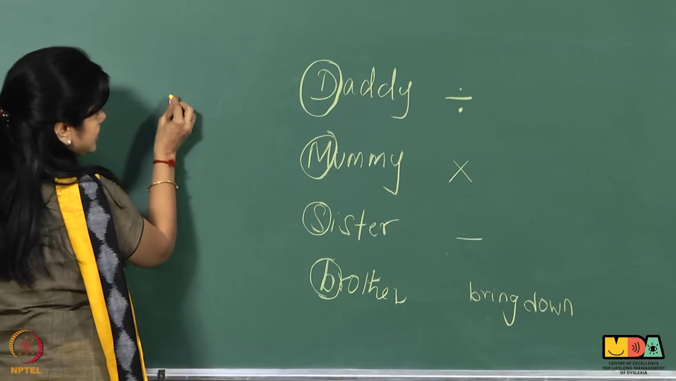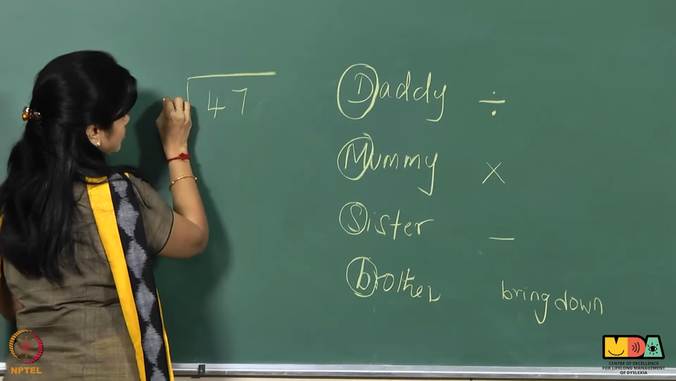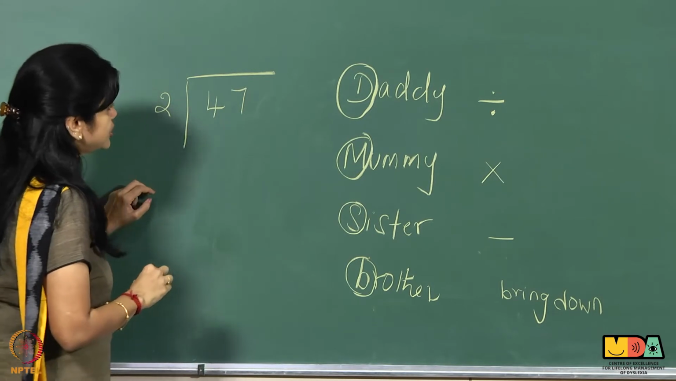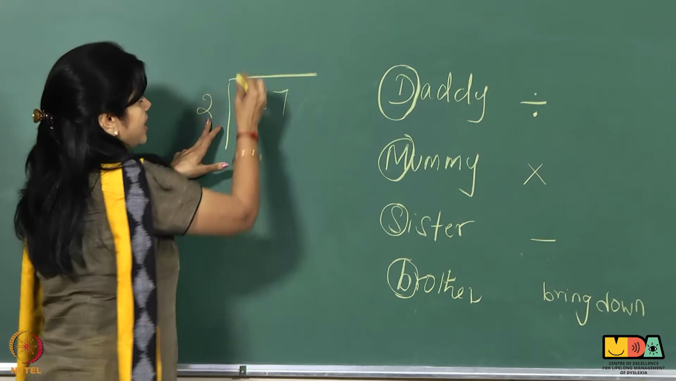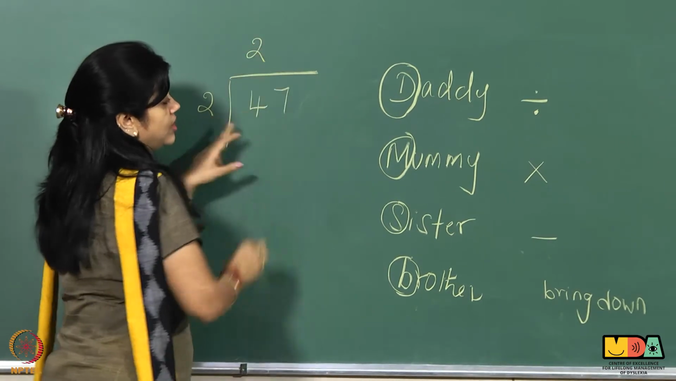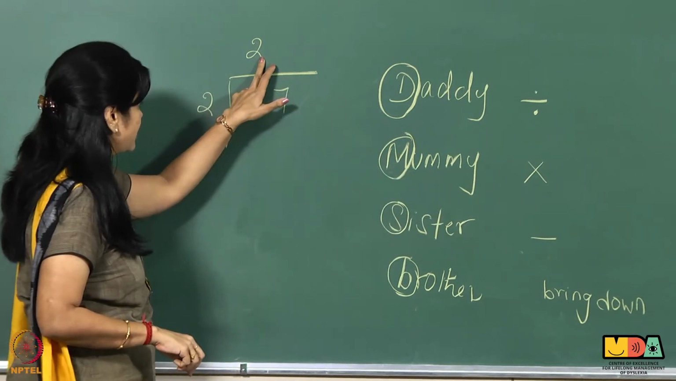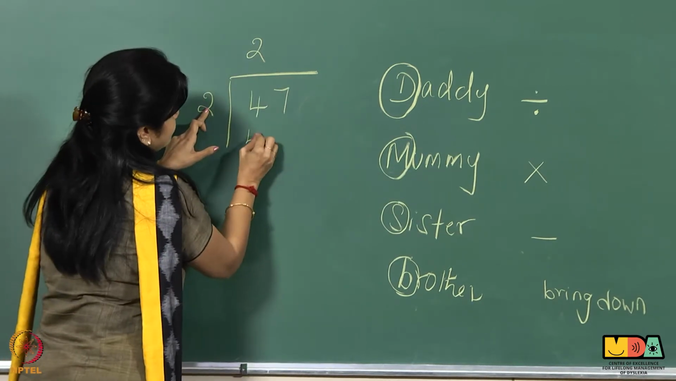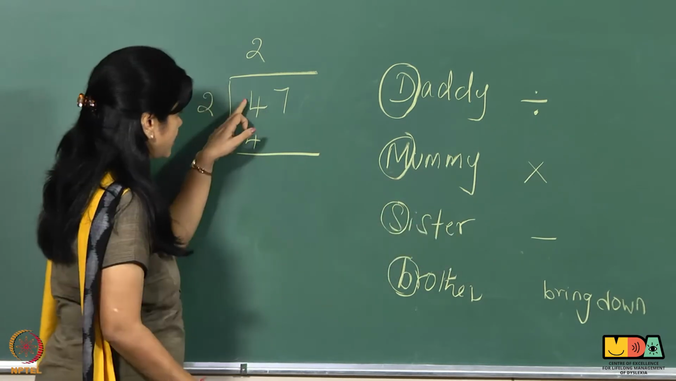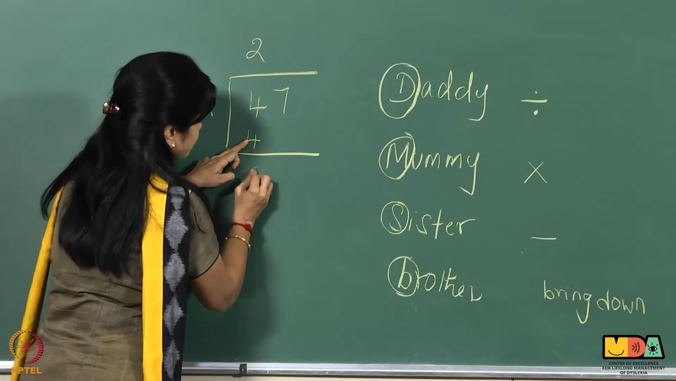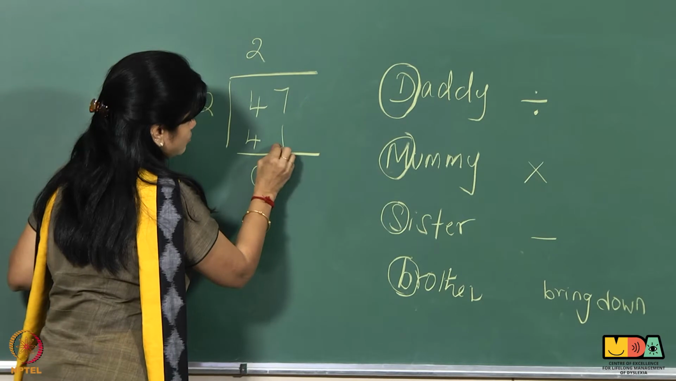For example, if we take the sum 47 divided by 2, the children first need to do the first step, that means they have to divide 4 by 2 and write the answer as 2. And what is the next step? M, M stands for multiplication, that means they need to multiply 2 and 2 and write 4. And the next step is S, S stands for subtraction, they subtract 4 and 4, that becomes 0. And the last one is bring down, they bring down 7.